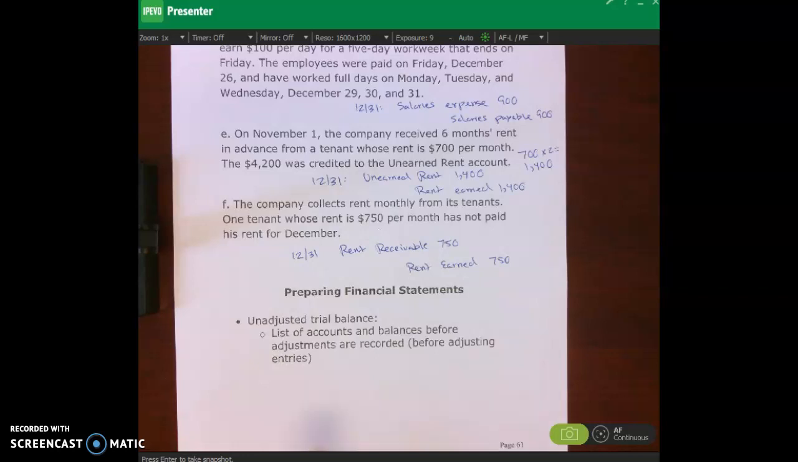So remember the unadjusted trial balance, like what we talked about back in Chapter 2, the trial balance is our list of our accounts and then their balances. And then, of course, the unadjusted trial balance would be the balances before we have done any of the adjusting journal entries that we've talked about in Chapter 3.